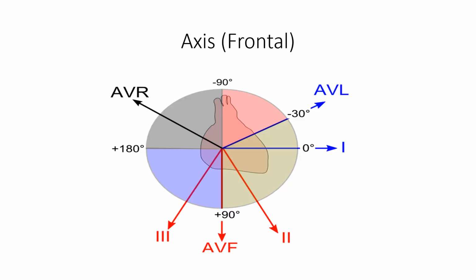A normal frontal axis, if we look at that on a Cartesian coordinate system, is going to be an axis that falls between negative 30 degrees and positive 90 degrees. If we find an axis that is more negative than negative 30 degrees, we will refer to that as left axis deviation. If we have an axis that falls in the plus 90 to 180 area, we will refer to that as right axis deviation. And in the rare cases that we see one that falls between negative 90 and positive 180, we will refer to it as extreme right axis deviation.